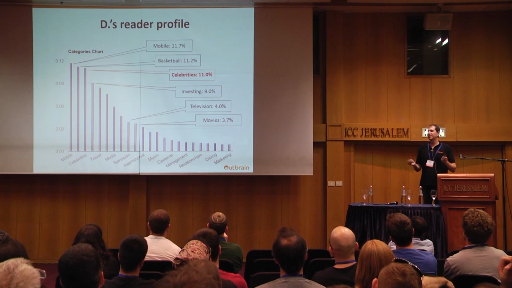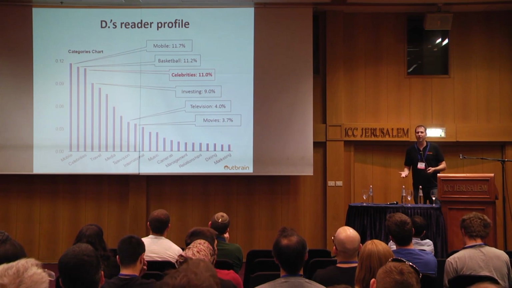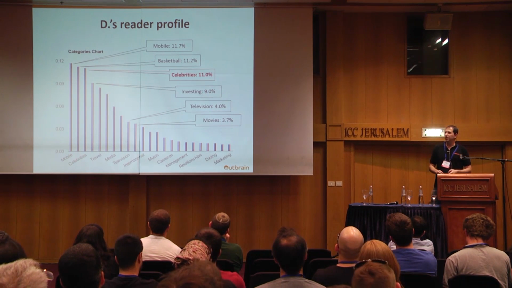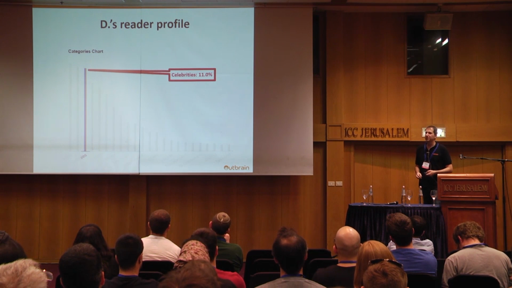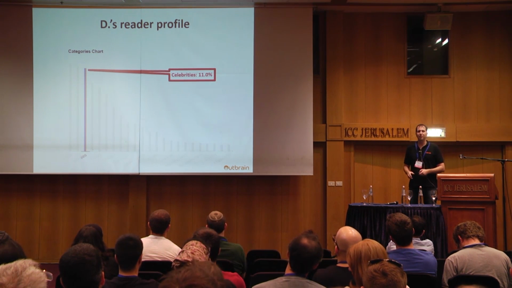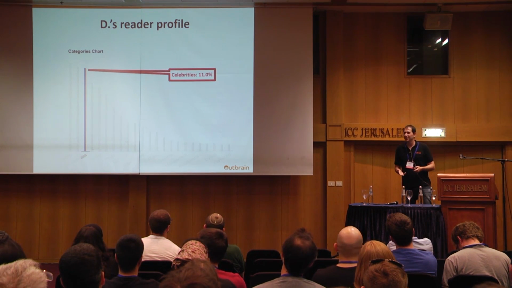So we see that there is some linkage between what we see that he shares and what we see that he reads online. He shares stuff about mobile, basketball, investing, but something is missing, celebrities. We didn't see anything from his shares that relates to celebrities. Why is that?